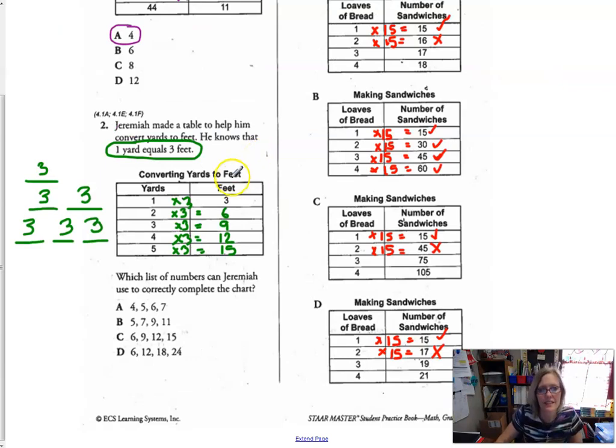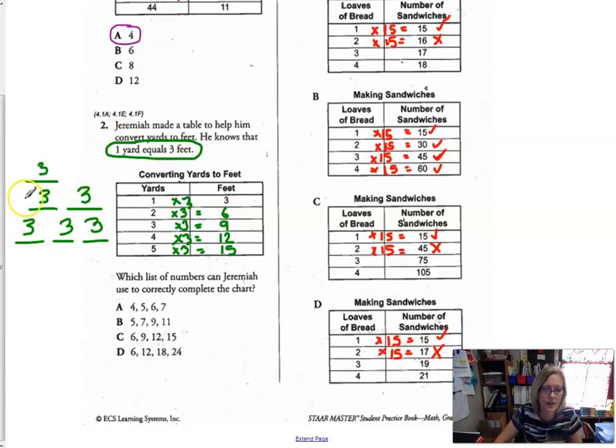Let's look and see. I didn't remind you to use your cube strategy, but that's something that you should already know to do, okay? So what I did was Jeremy made a table to help him convert yards to feet. He knows that 1 yard equals 3 feet. Well, I gave myself a little picture out here too. If I had a yard, it's 3 feet.